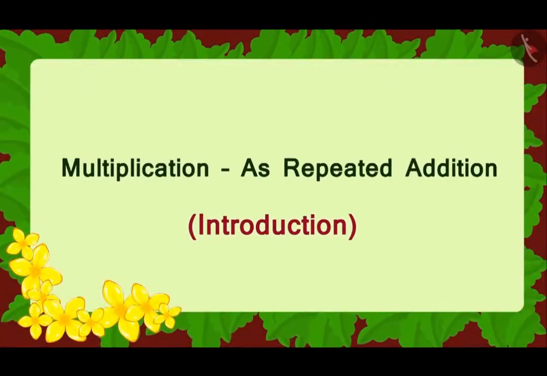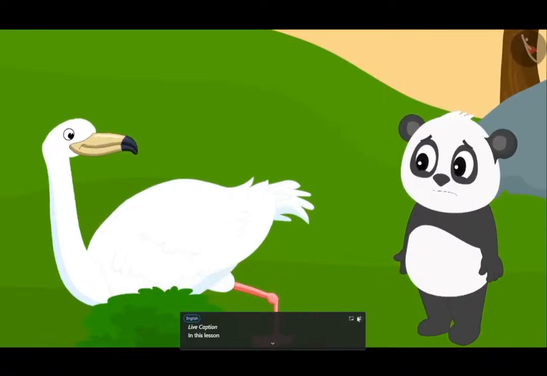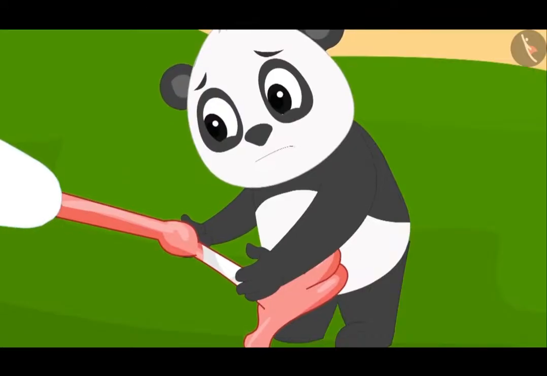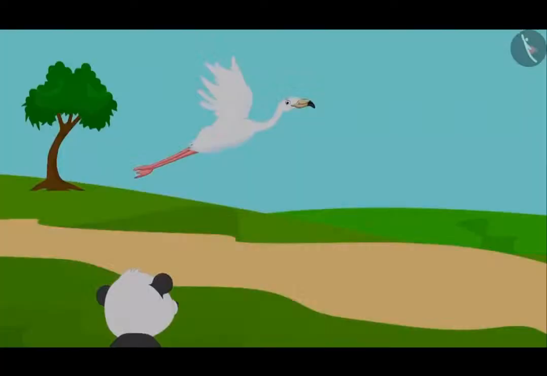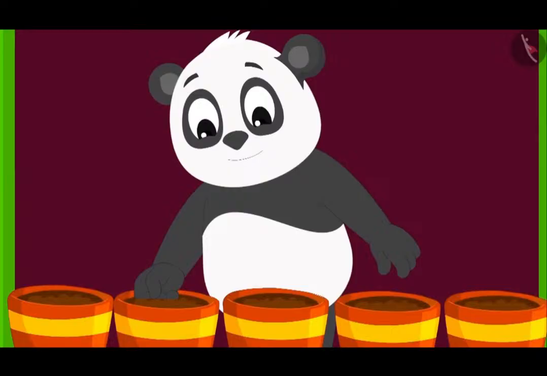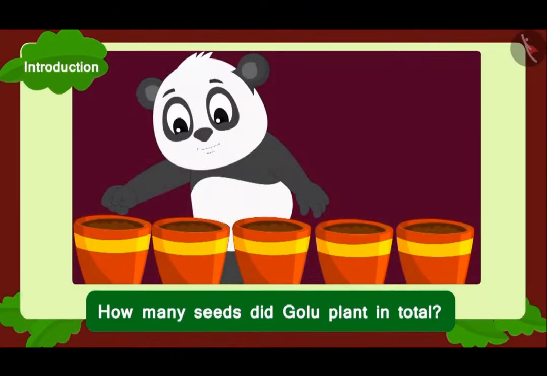Children, in this lesson, we will learn about multiplication. One day, Golu Panda found an injured bird outside his house. Golu bandaged her wounds and took very good care of her. The bird recovered and gave some apple seeds to Golu before leaving. Golu planted 2 seeds each in 5 pots. Can you tell how many seeds Golu planted?